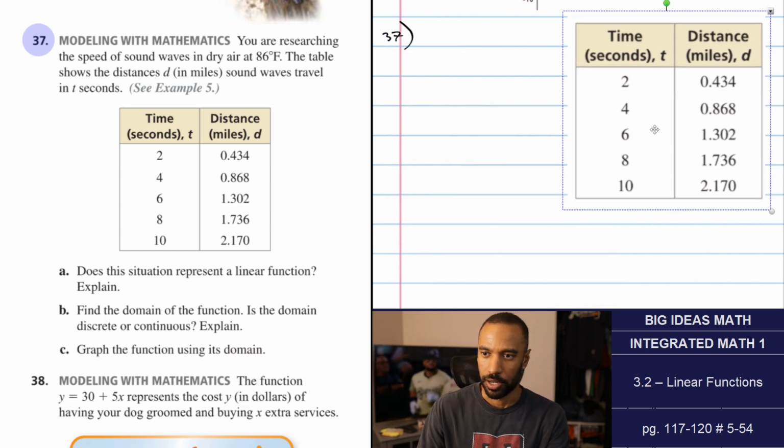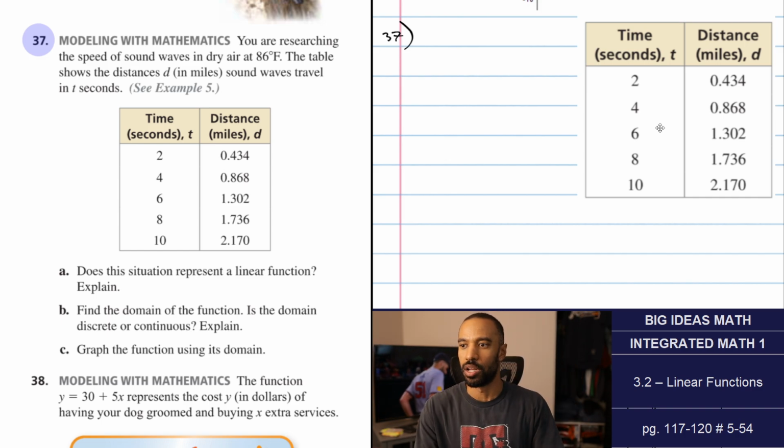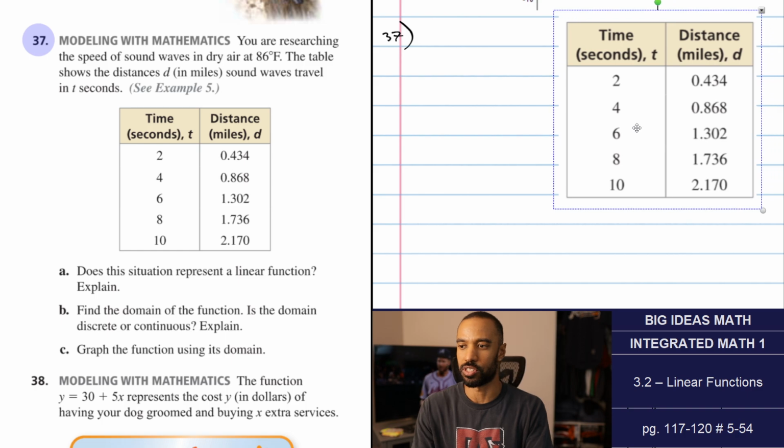Okay, let's see what's going on here. I'll leave this over to the side. All right. It says, does the situation represent a linear function? Explain. What we need to check here and see is if this has a constant increase.